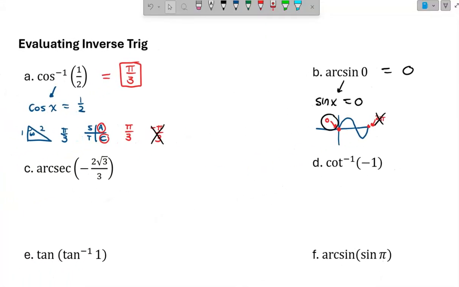Now this may be a good place for you to pause the video, and I want you to try letters C and D and see if you can apply these principles to both of these problems.